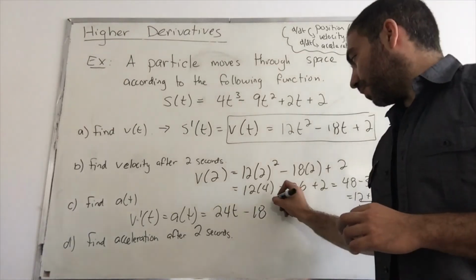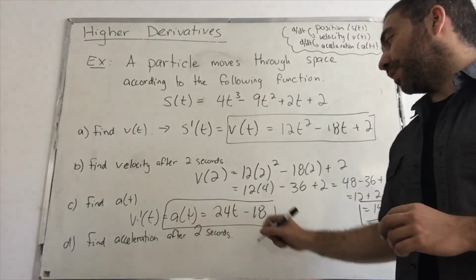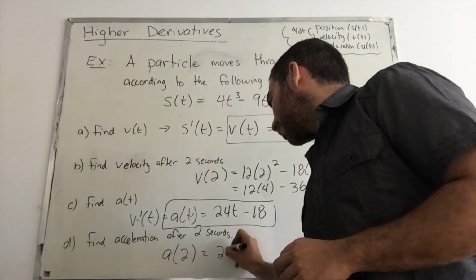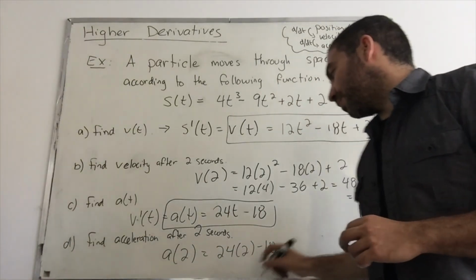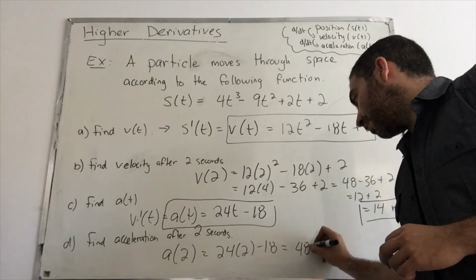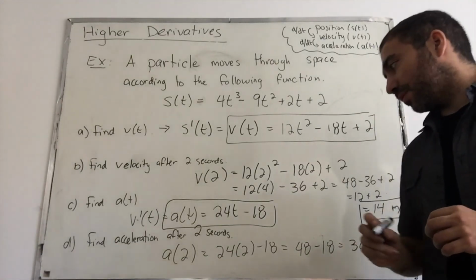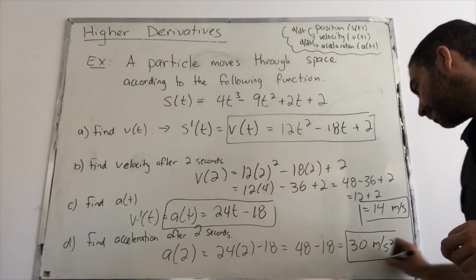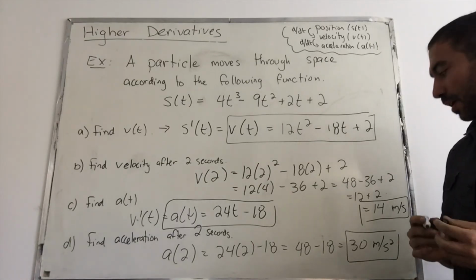So what's the acceleration after 2 seconds? We're going to just replace 2 in our function. So 24 times 2 minus 18, giving us 24 times 2 is 48, minus 18, it gives us 30 meters per second squared. And that's the acceleration.